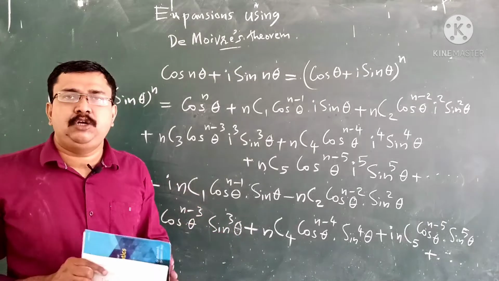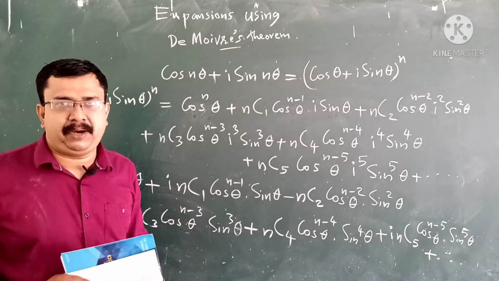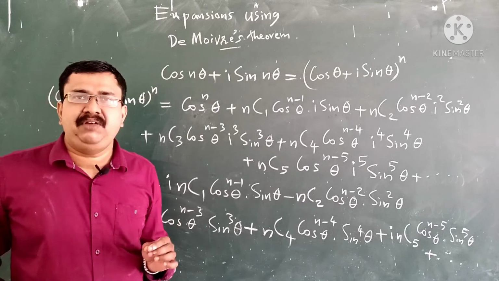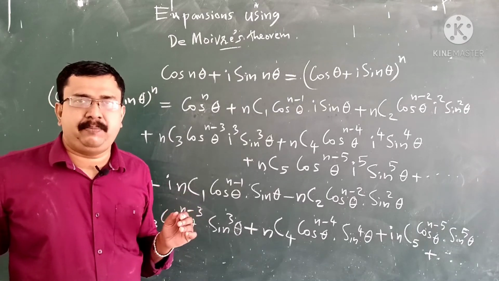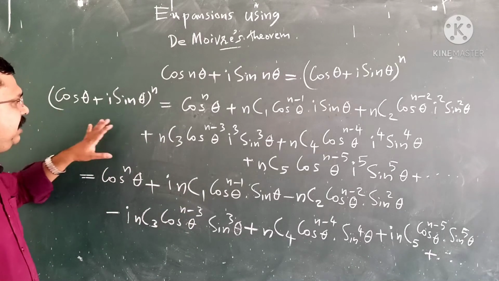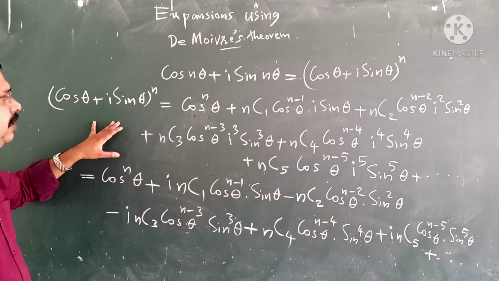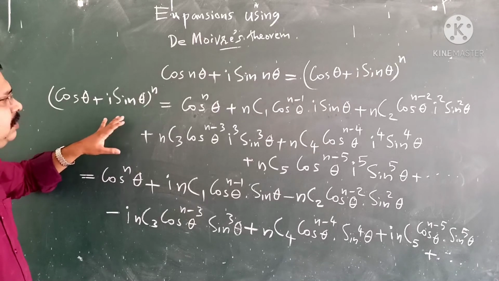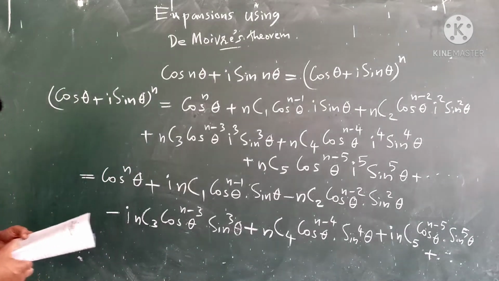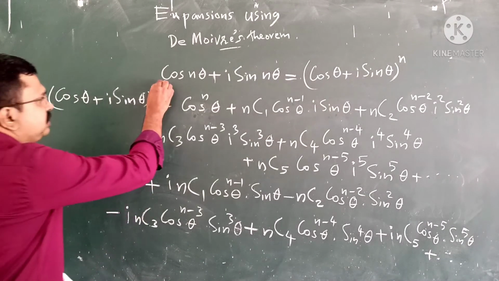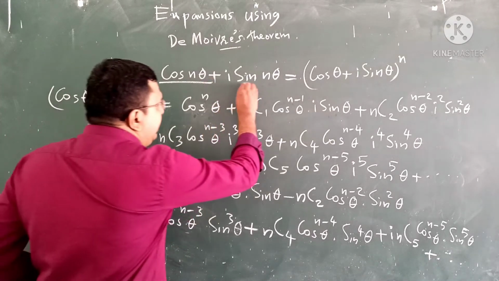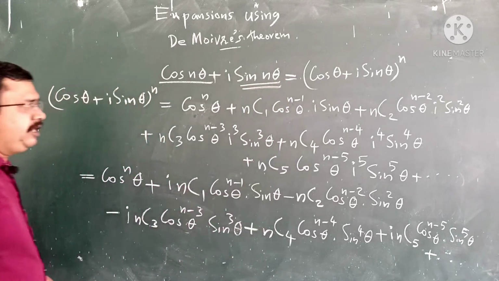That means this equation can be converted into two sections. One is the real part and another one is the imaginary part. Remember that the term with the I is called the imaginary part. Now we are equating the real part and the imaginary part. Okay, now we are expanding the real part and the imaginary part. Then we will get, here cos n theta is the real part and sin n theta is the imaginary part.